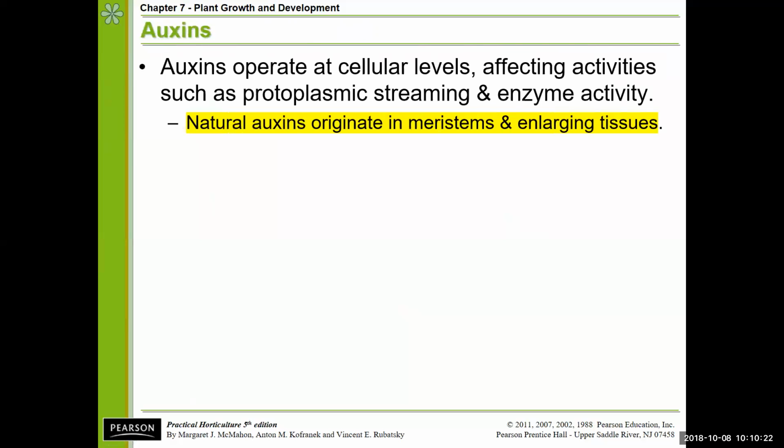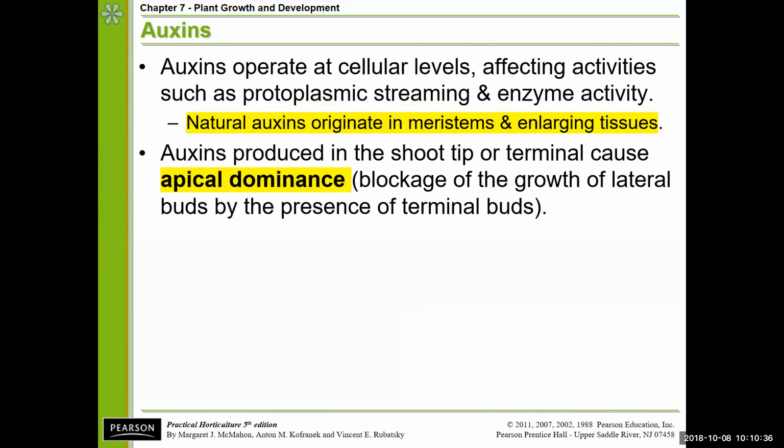Basically they originate in the meristems of plants, where we have these enlarging tissues and the dedifferentiated, or undifferentiated, I should say, plant cells. And they are a result of or cause that apical dominance, which is basically the blockage of the lateral growth buds by the presence of this auxin in the terminal buds.